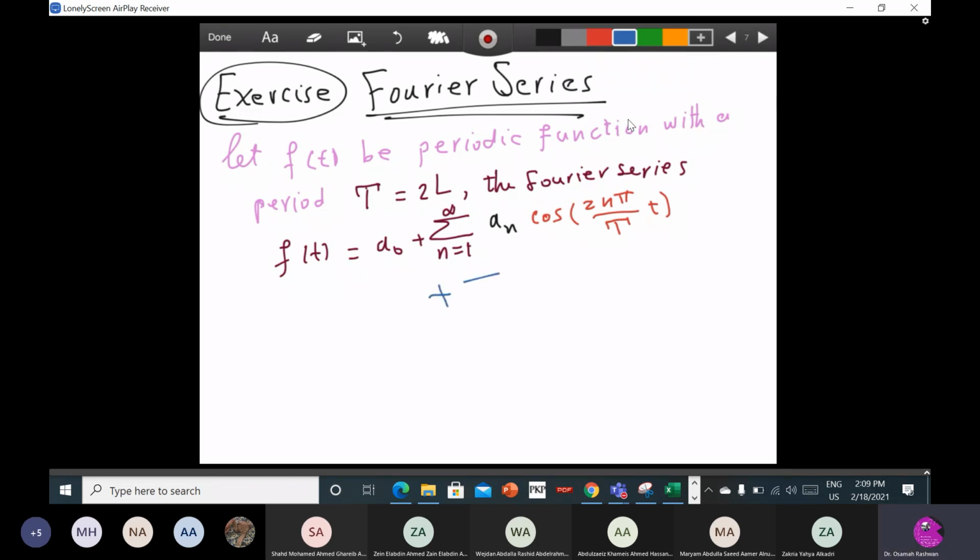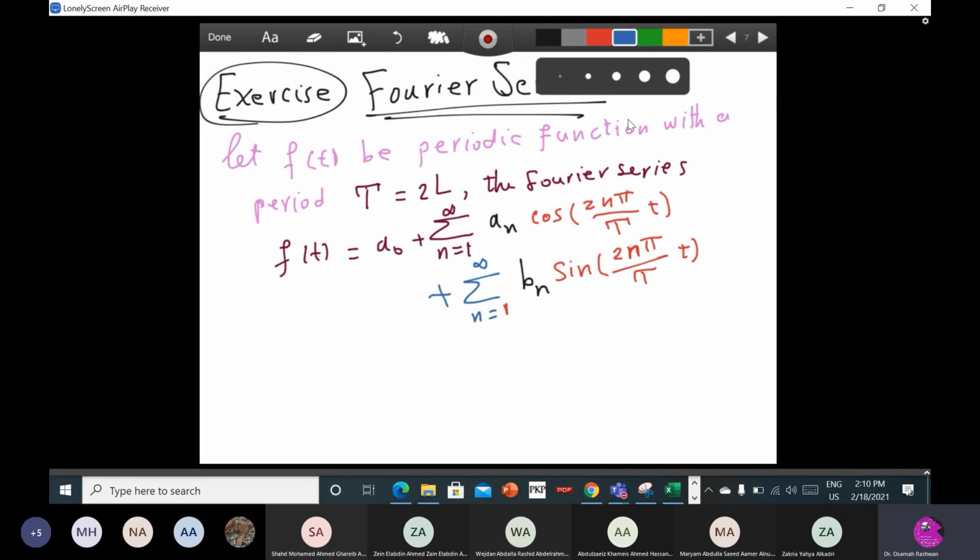Plus the sum from n equal to 1 to infinity for the other coefficient corresponding to the odd function, and of course it will be multiplied by the odd trigonometric function sine of 2n pi t over the period, and my variable t or x, it doesn't matter. If you start with x, write x. If you start with f of t, write t. So what are the coefficients?